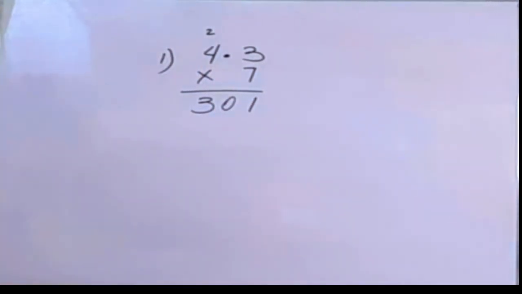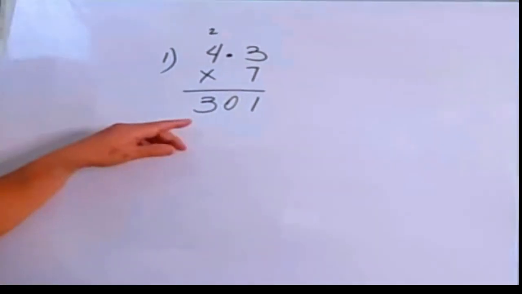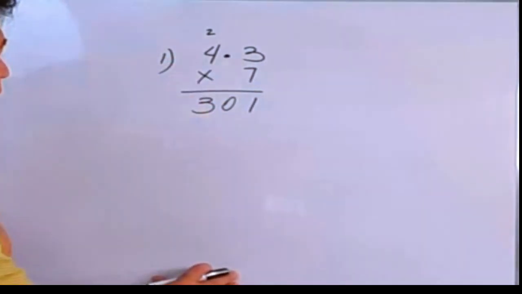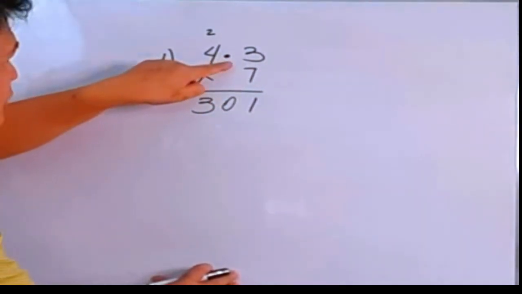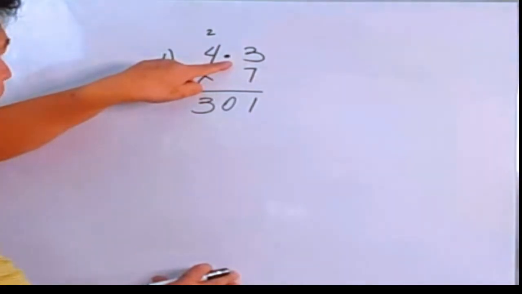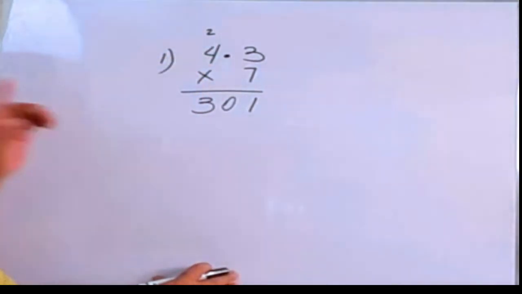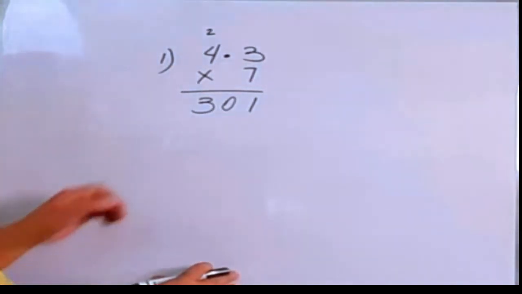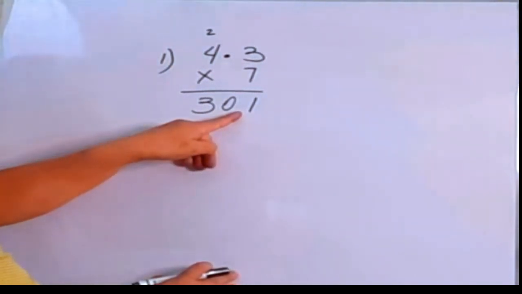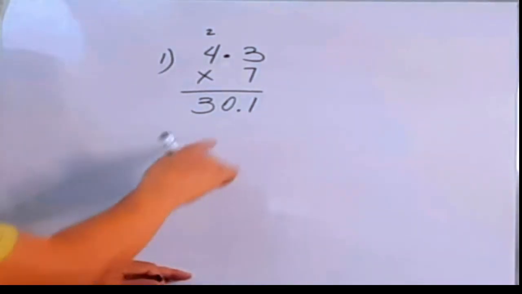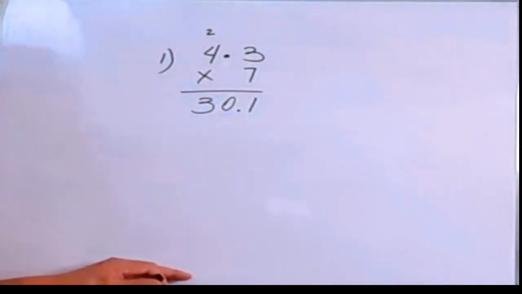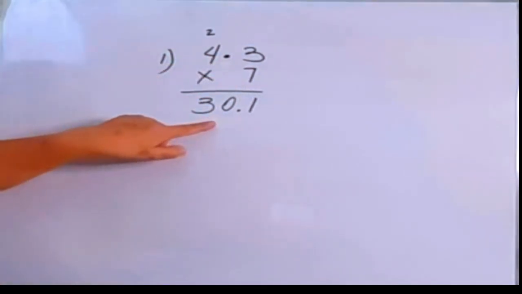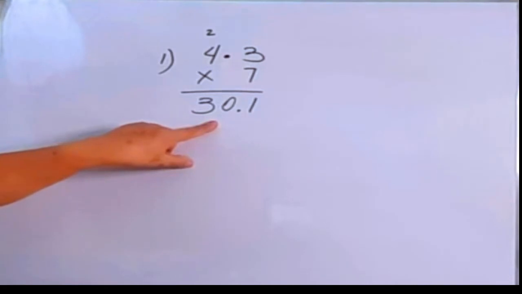Now, where are we going to put our decimal? Take note, there is 1 digit on the right of your decimal point. Therefore, in your answer, you must also have 1 digit. So, where is your 1 digit? That is between your 0 and 1. 1 digit after the decimal point. Therefore, 4.3 times 7 is 30.1.